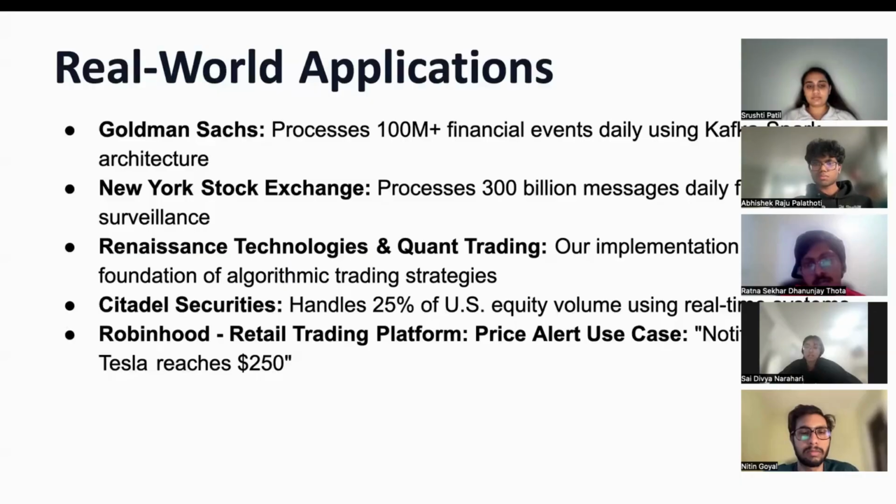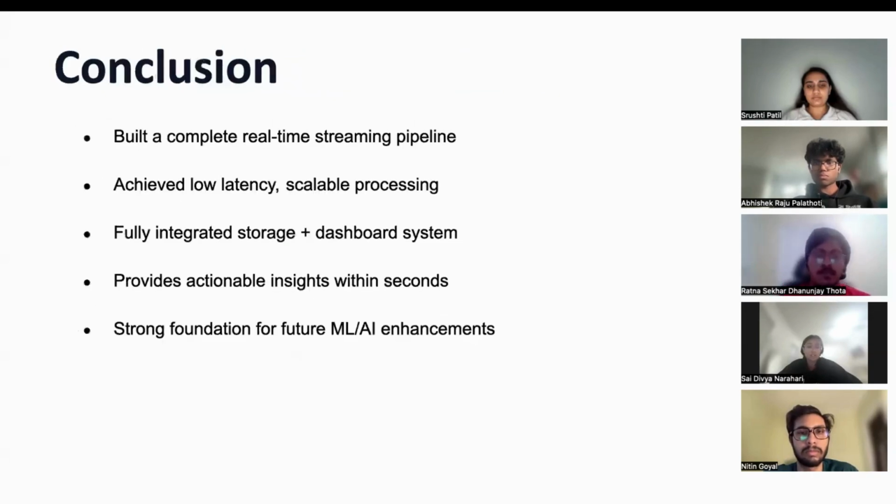And for something more relatable, Robinhood. When you set a price alert saying notify me when Tesla hits 250, that's exactly the kind of real time monitoring our pipeline does. Streaming the data, checking conditions, and triggering alerts. Moving on to the next slide.